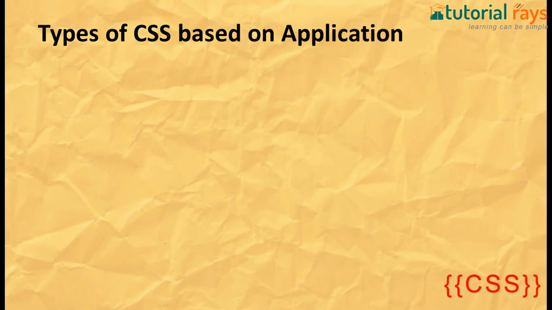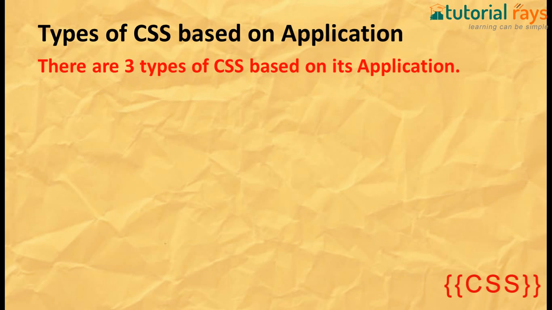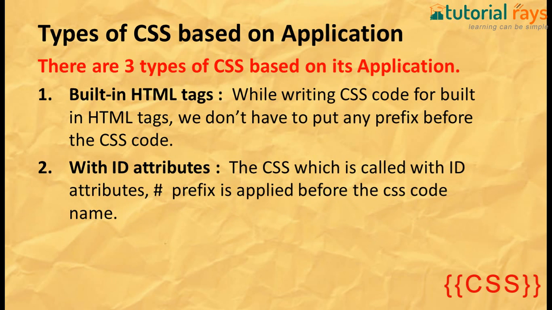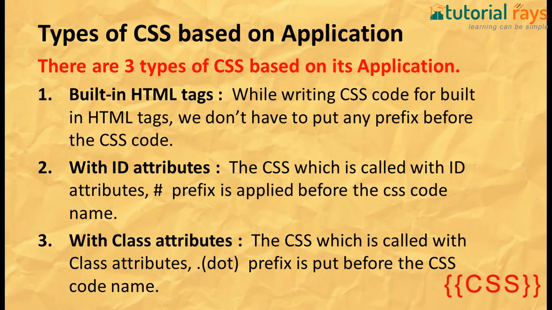In this part of the CSS tutorial, you will learn the types of CSS based on application. There are three types of CSS based on its application. First is built-in HTML tags. While writing CSS code for built-in HTML tags, we don't have to put any prefix before the CSS code. With ID attributes, the CSS has a hash prefix before the CSS code name. The third one is with class attributes. The CSS which is called with class attributes has a dot prefix before the CSS code name. So let's understand this with an example.